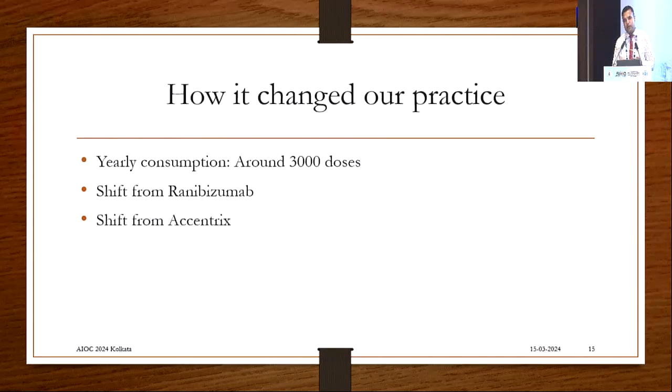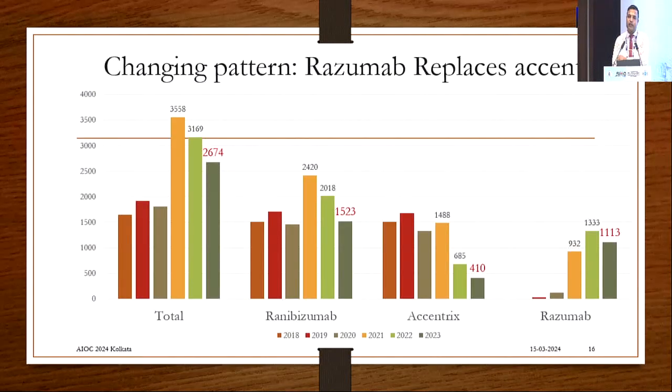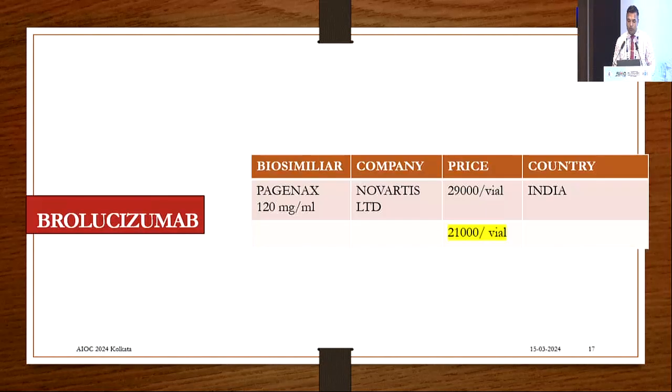At RR, our consumption is about 3,000 doses a year, and when you look at the data from 2018 till date, at the total number of injections given, the chunk of injections were Ranibizumab, and out of that large chunk, Eccentrix used to enjoy predominance till about 2020. From 2021 onward, we can see a surge in the usage of Ranibizumab biosimilars, and in future we believe other biosimilars too.